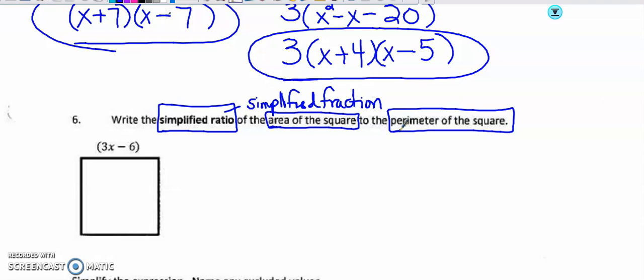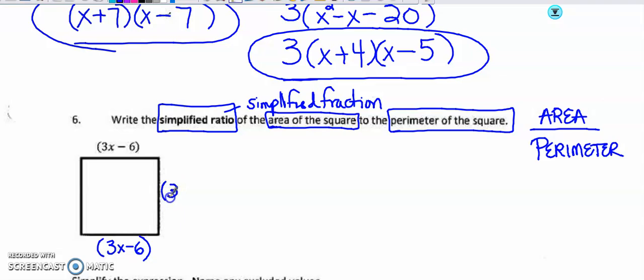So when you do your simplified fraction, you're going to have the area in the numerator. You're going to have the perimeter in the denominator. Simplified fraction is a simplified ratio. Area of the square to perimeter. So when we look at this square, we know that all 4 sides are congruent. I'm going to start by finding the area.